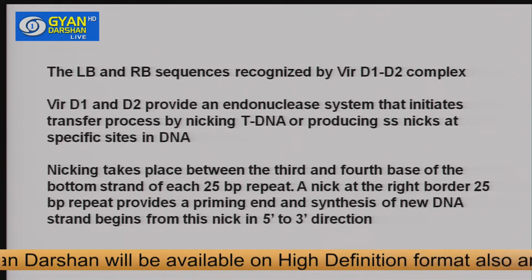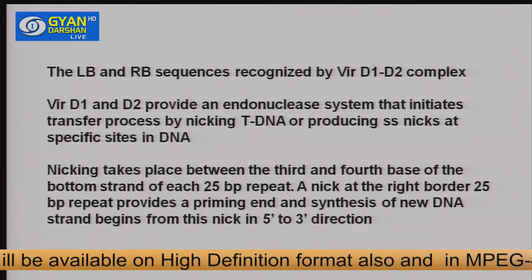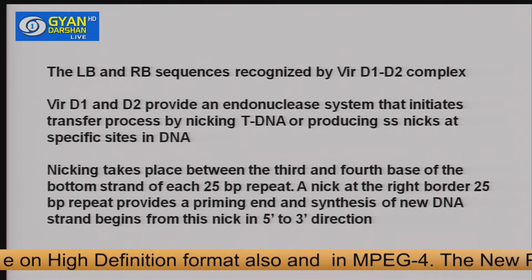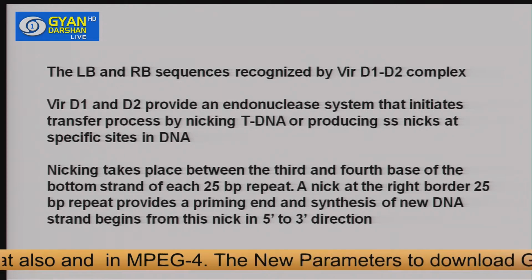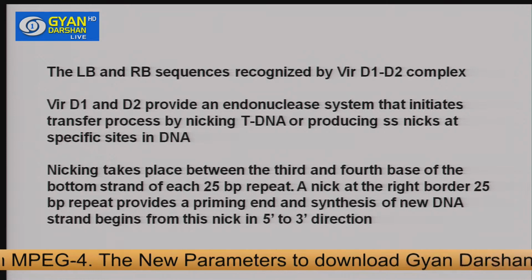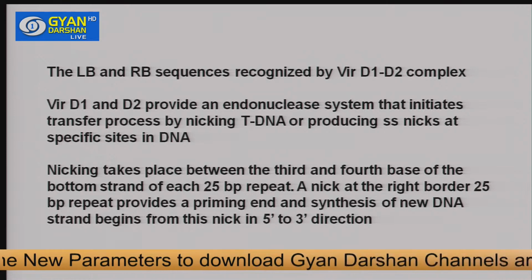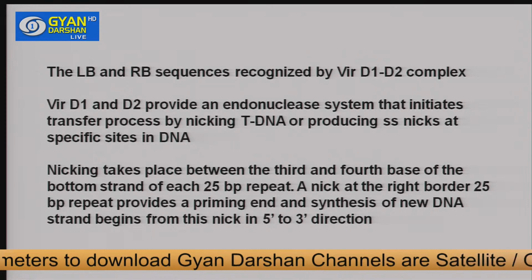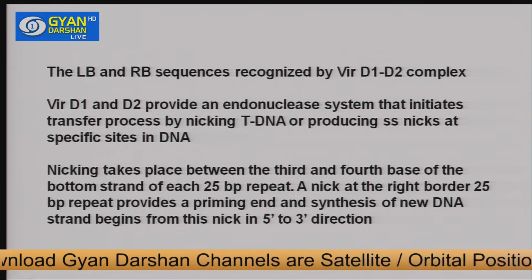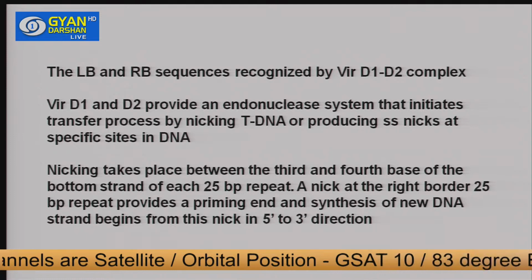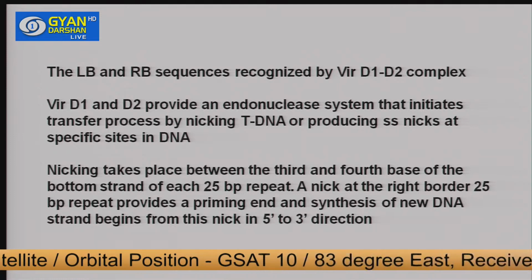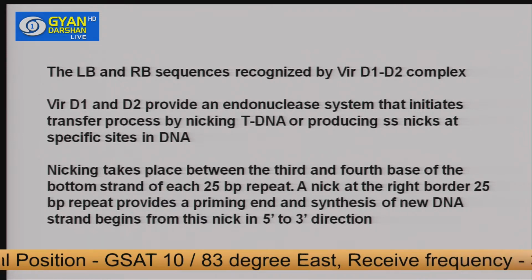So VD1 and VD2 provide an endonuclease system which initiates the nicking process. They produce single-stranded nicks at specific sites in DNA. Nicking takes place between the third and fourth base of the bottom strand of each 25 base pair repeat. A nick at the right border 25 base pair repeat provides a priming end, and synthesis of a new DNA strand begins from this nick in 5' to 3' direction.